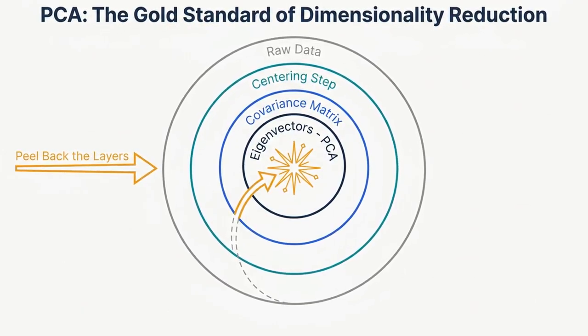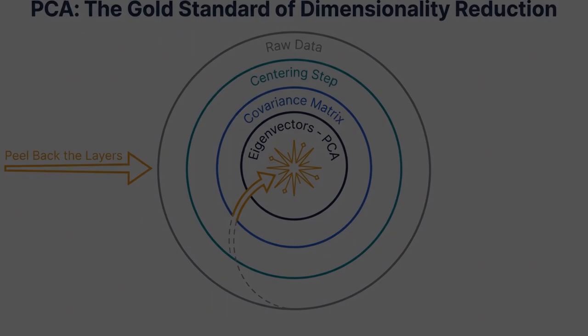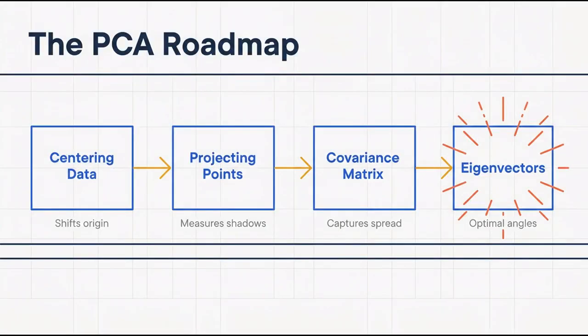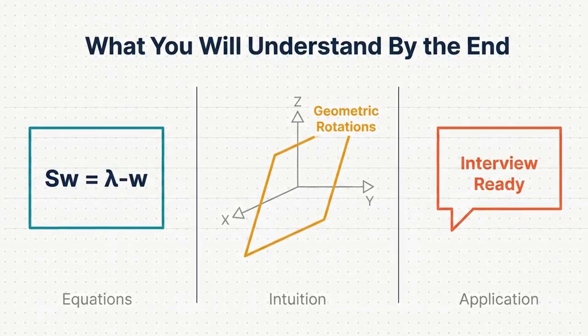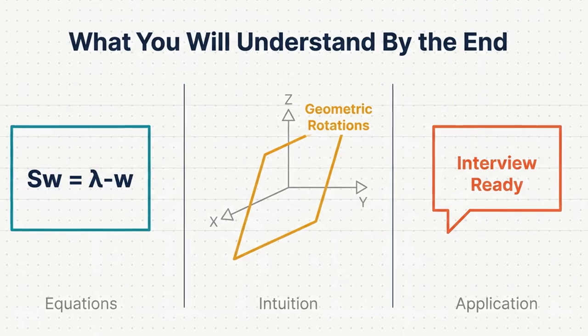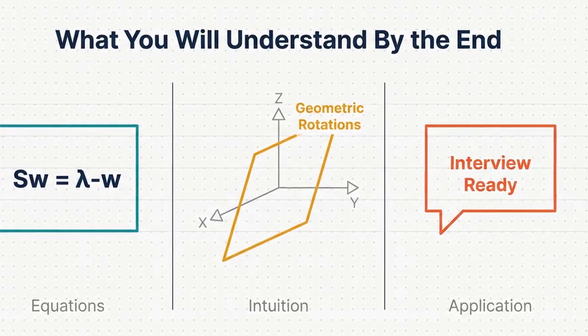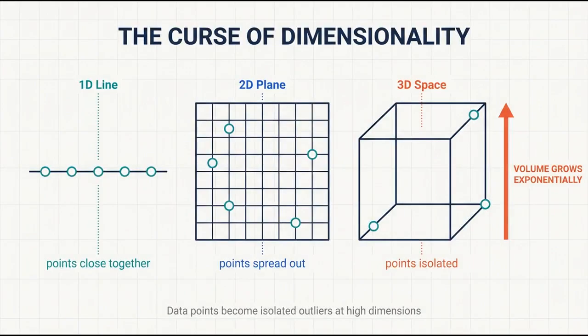In this video, we will peel back the mathematical layers to reveal the geometric beauty of PCA. We'll explore how centering our data sets the stage, how projecting points is like measuring shadows, and how the linear algebra of covariance matrices and eigenvectors finds the absolute best angles to view our data. By the end, you will not only understand the core equations of PCA, but you will also see how they translate to physical rotations in space, giving you a powerful, intuitive grasp that is perfect for machine learning interviews and real-world engineering.